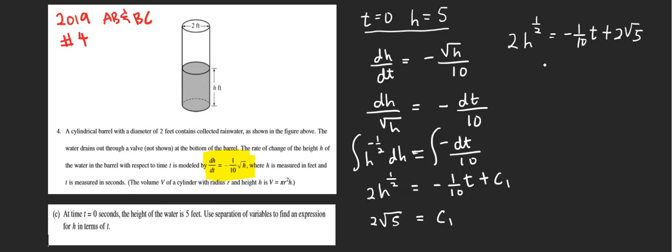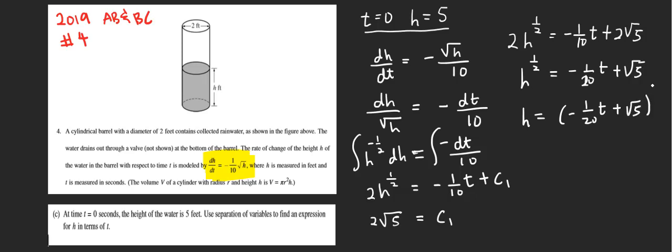Let's divide everything by 2, which is the same thing as multiplying by 1/2. When you do that, you will get negative 1 over 20 t plus radical 5. So how do you get rid of the 1 over 2 exponent? Well, you have to square everything. You get h equals the quantity negative 1 over 20 t plus radical 5, squared. And that is your h in terms of t.